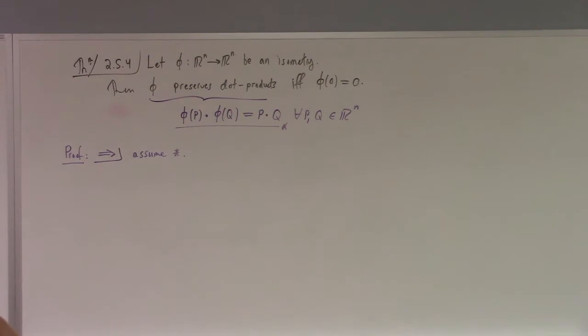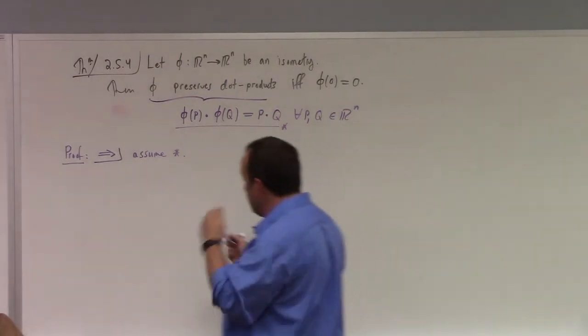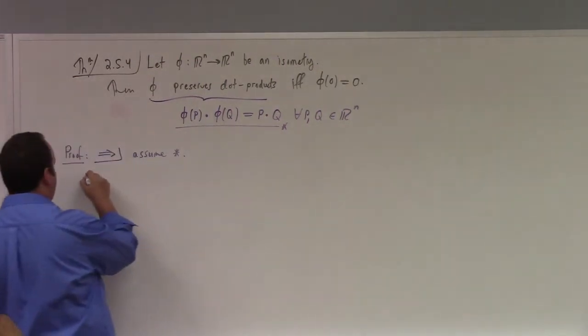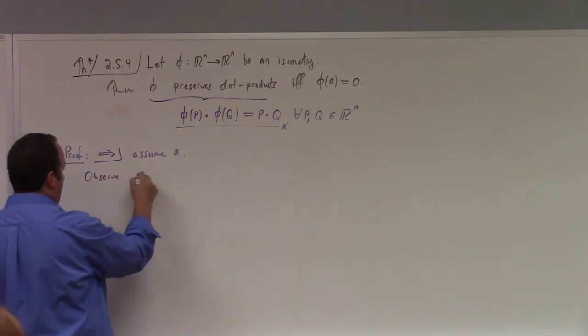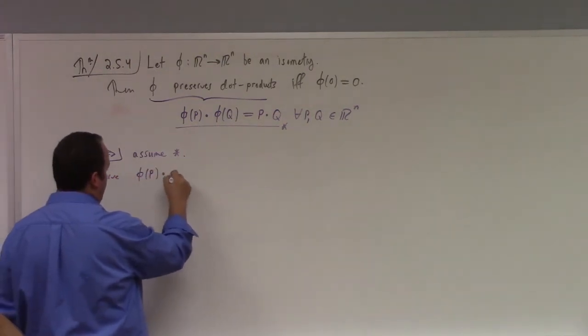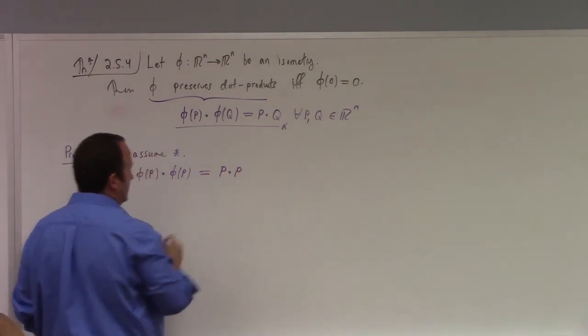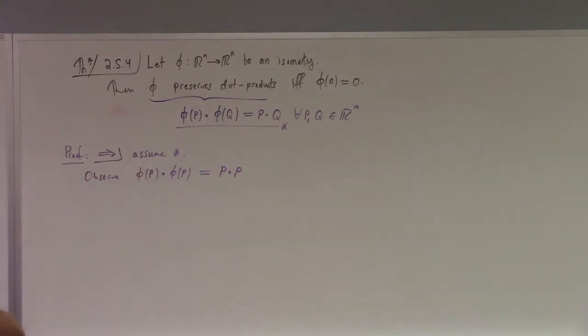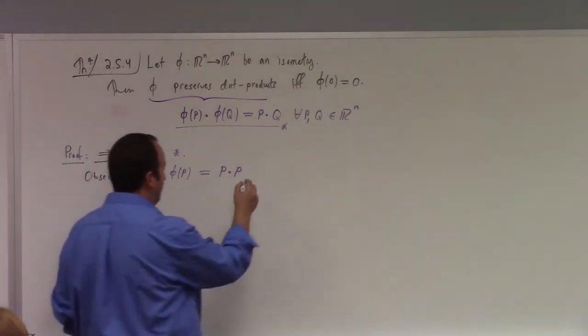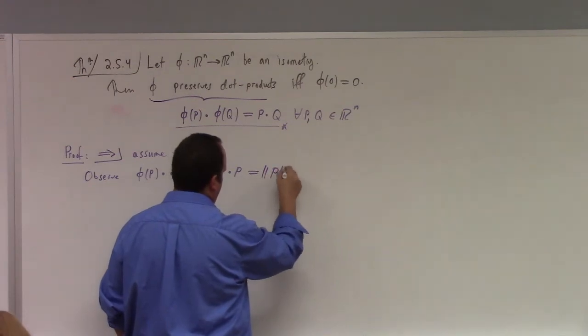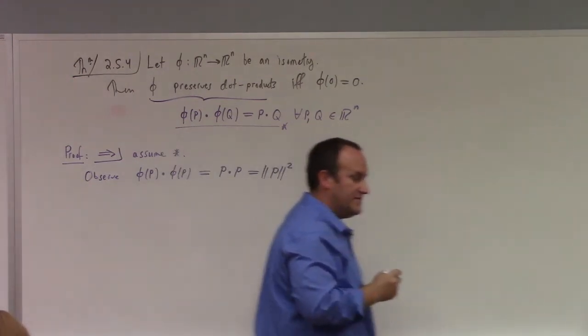Well, notice that phi of p dot phi of p is what? By assumption, p dot p, right? But what's p dot p? That's the length of p squared, right? The distance from the origin to the point p, squared.